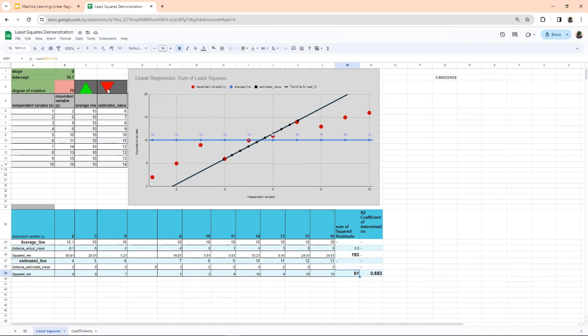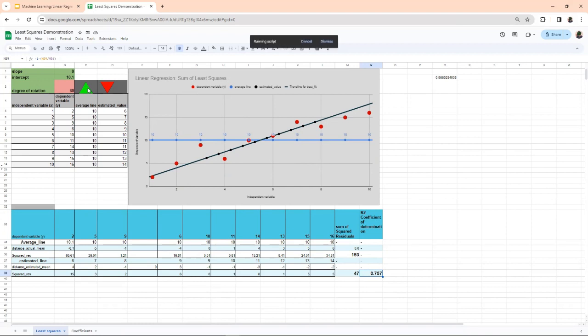Now it's getting worse. As you can see, we had a good fit between 60 and 70 degrees of rotation, and then we lost our optimal value. Increase that, and now we're doing badly. Essentially, this is how linear regression works. We're trying to minimize the sum of our residuals. So the optimum is somewhere in between there.